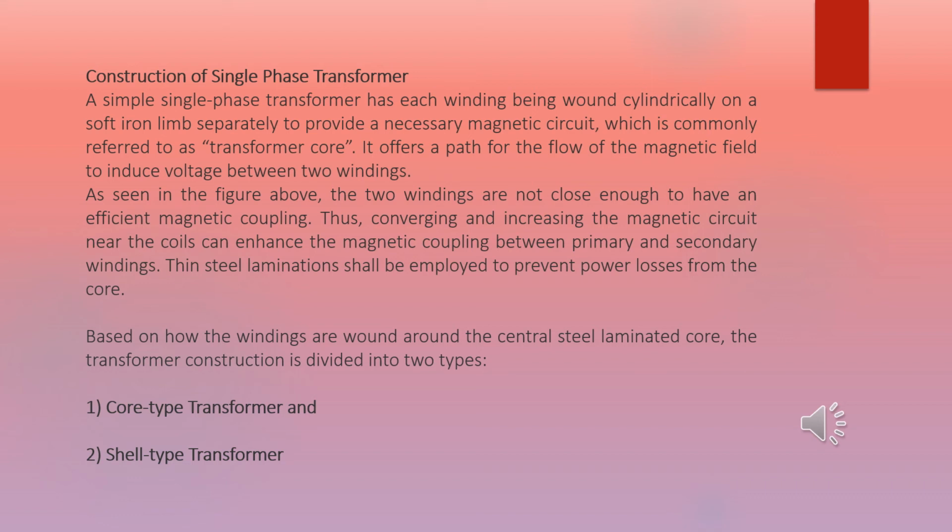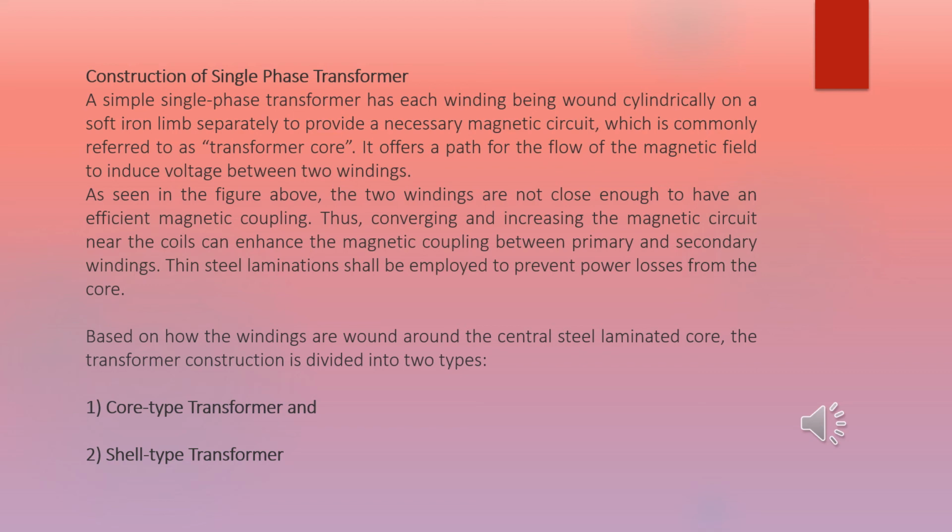As you can see in the figure, the two windings are not close enough to have an efficient magnetic coupling. What it means is the magnetic field that is generated on the primary side, it will not be transferred 100% on the secondary side of the winding. This is because there is loss when the flux that is generated on the primary side is transmitted to the secondary side. Thin steel laminations can be used to prevent the losses from the core. The core can be laminated with the help of thin steel sheets so as to stop the losses.